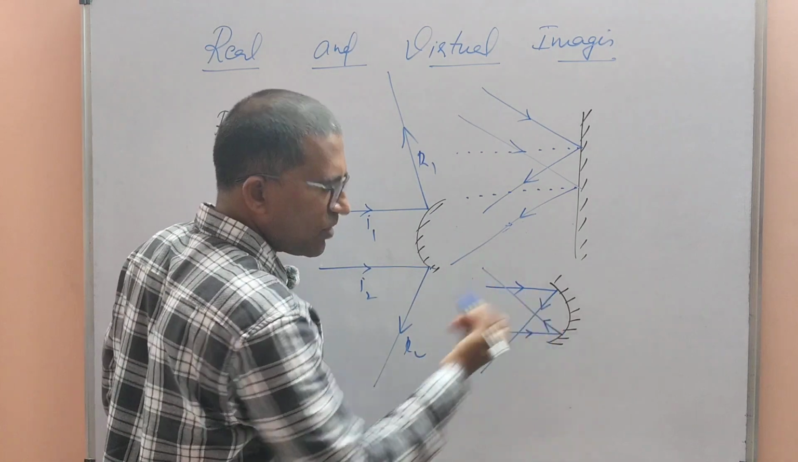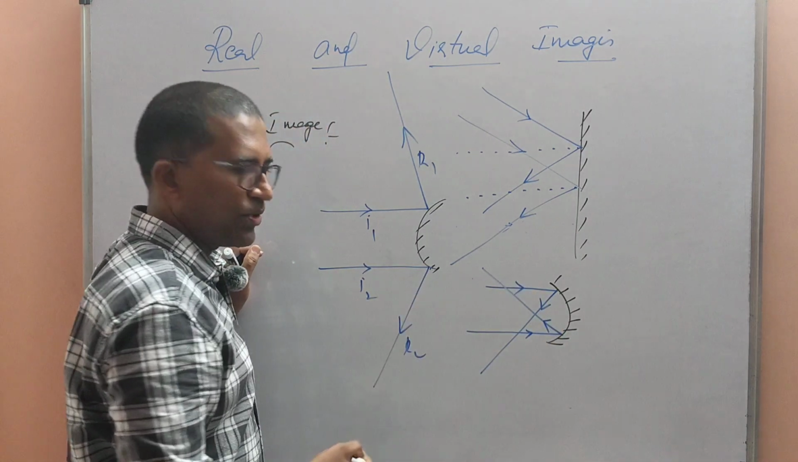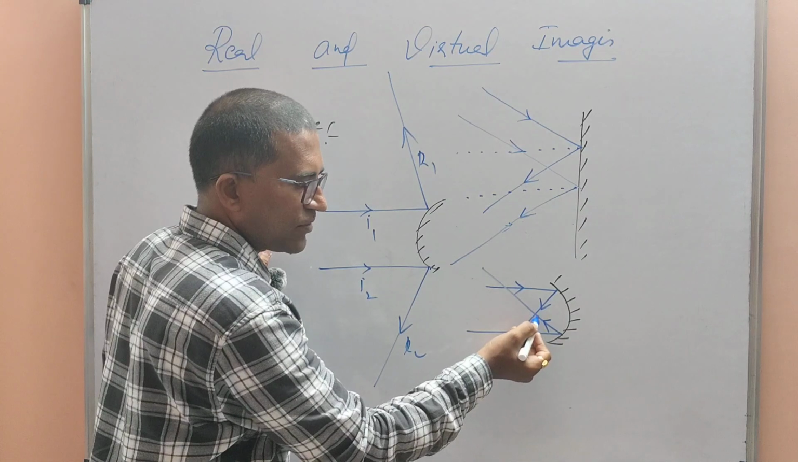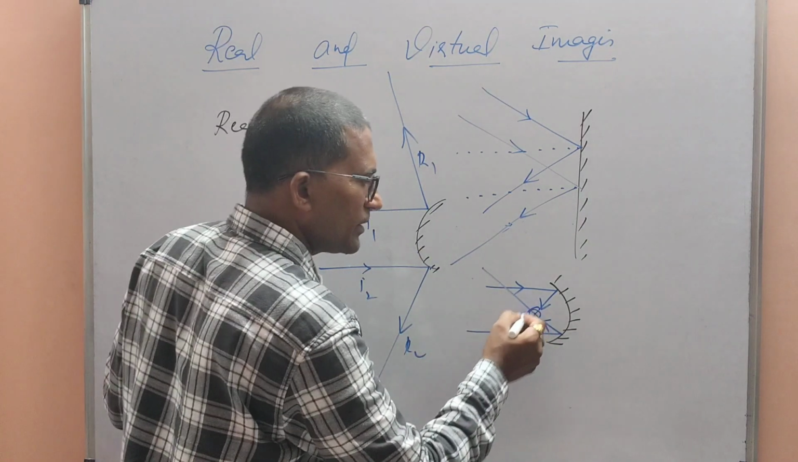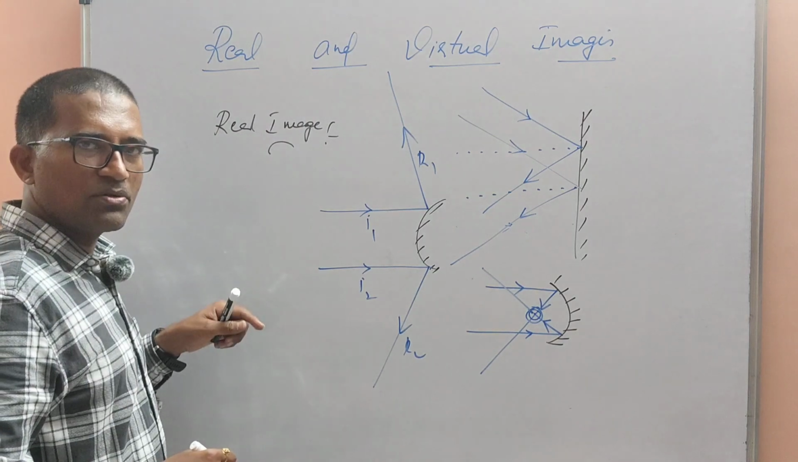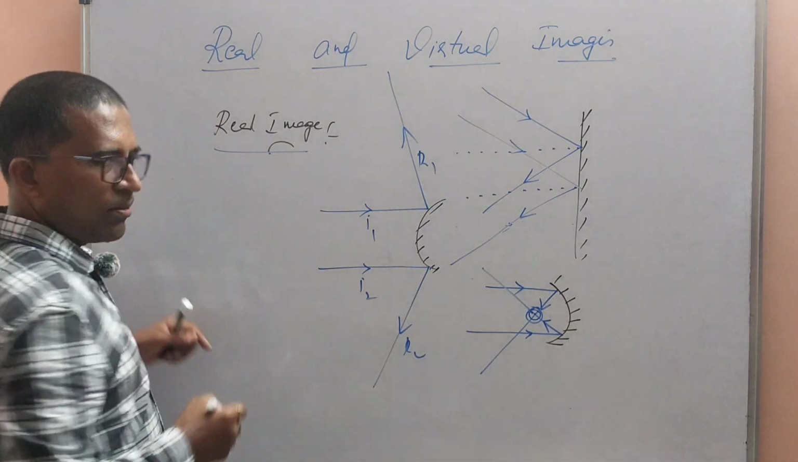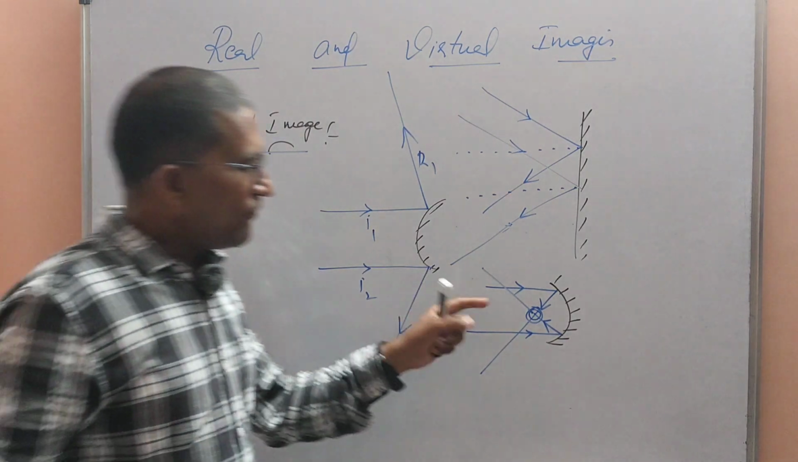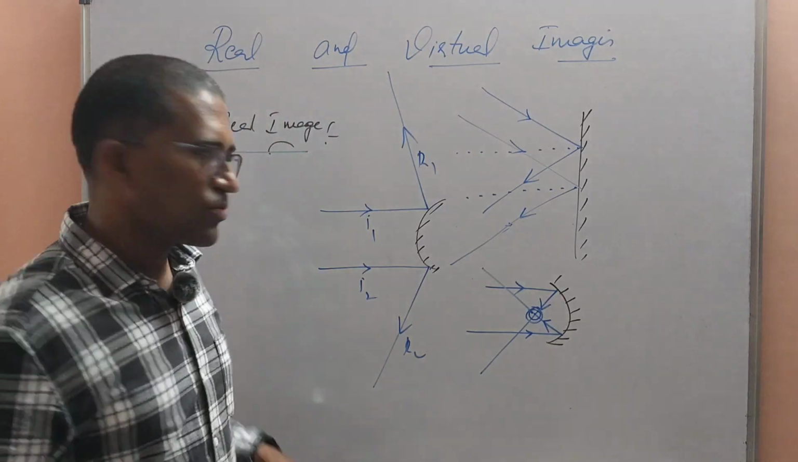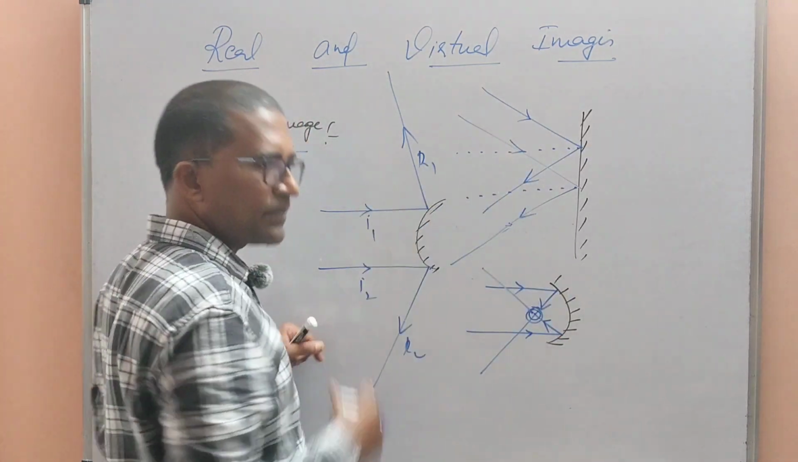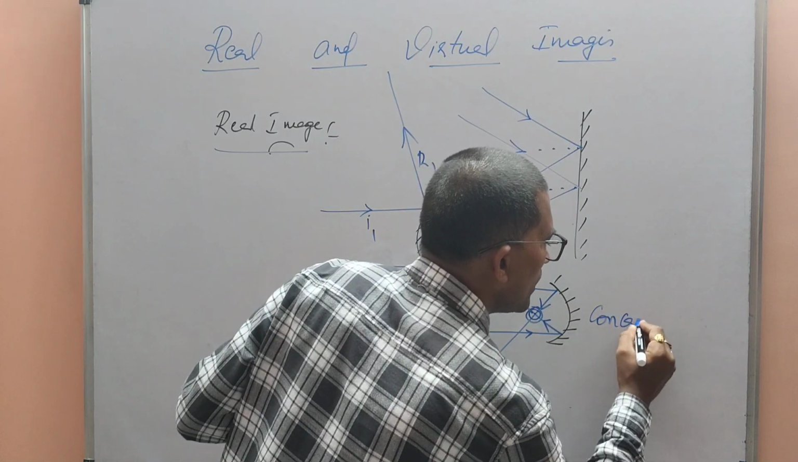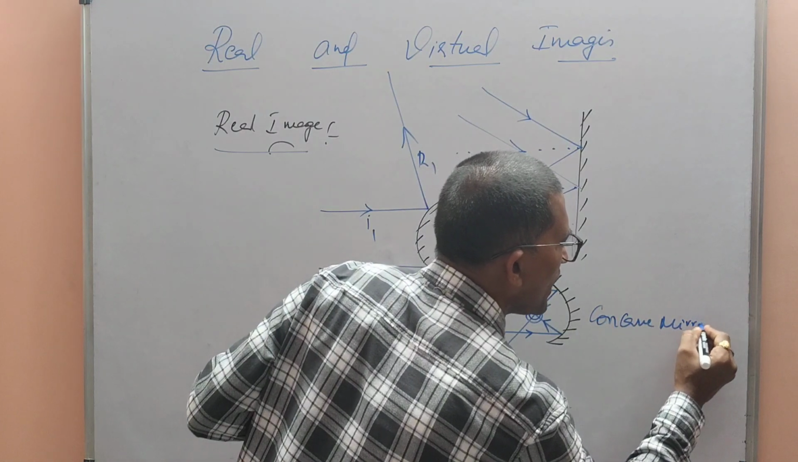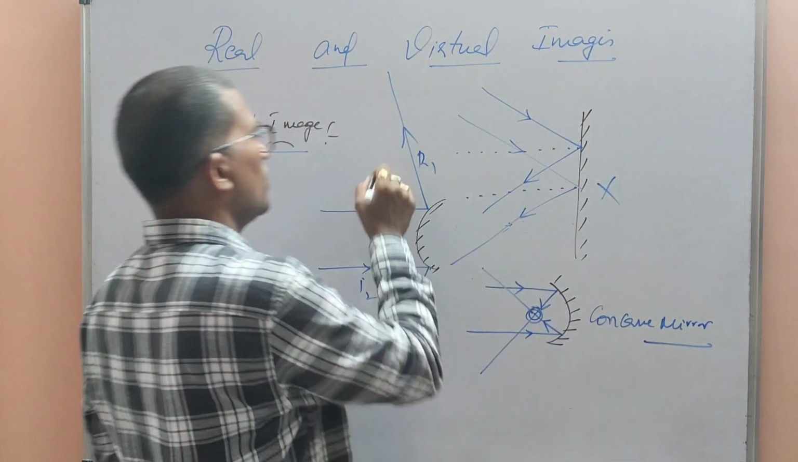And in case of the reflecting surface of the concave mirror, the reflected light rays are going to converge at one particular point. So at this particular point, the image is formed. Understood? So real images are formed when the reflected light rays are going to converge. Among all these three types of mirrors, the real image is formed by which mirror? Concave mirror only. Not by either of these.